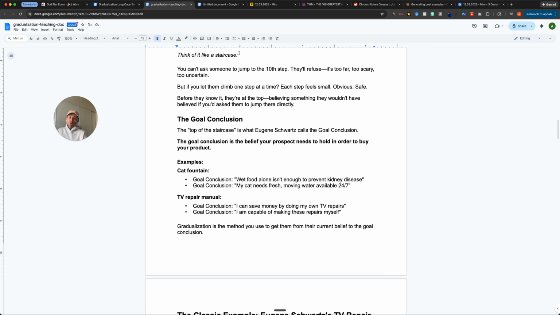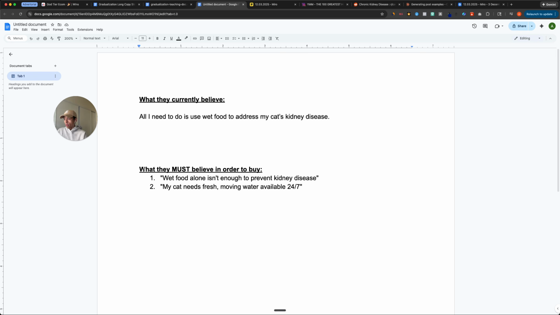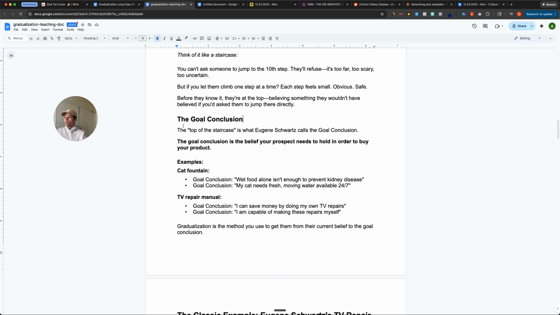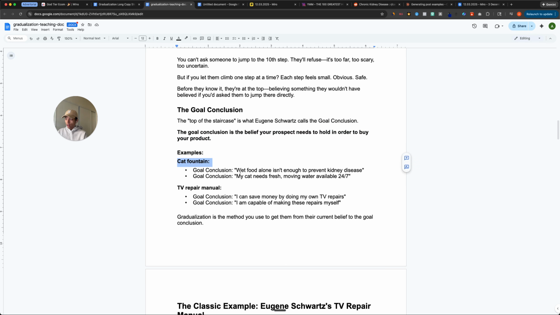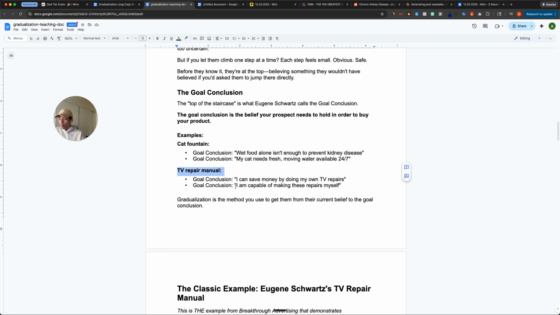The goal conclusion is just a different name for the belief that we need them to believe in order to actually buy. So Eugene Schwartz calls the top of this metaphorical staircase the goal conclusion. And it's basically the belief your prospect needs to hold in order to buy your product. So if we look at a cat fountain, again, we have those two examples there. If we look at a TV repair manual, the goal conclusion that we need someone to believe is that they can save money by doing their own TV repairs and that they are capable of making these repairs themselves.